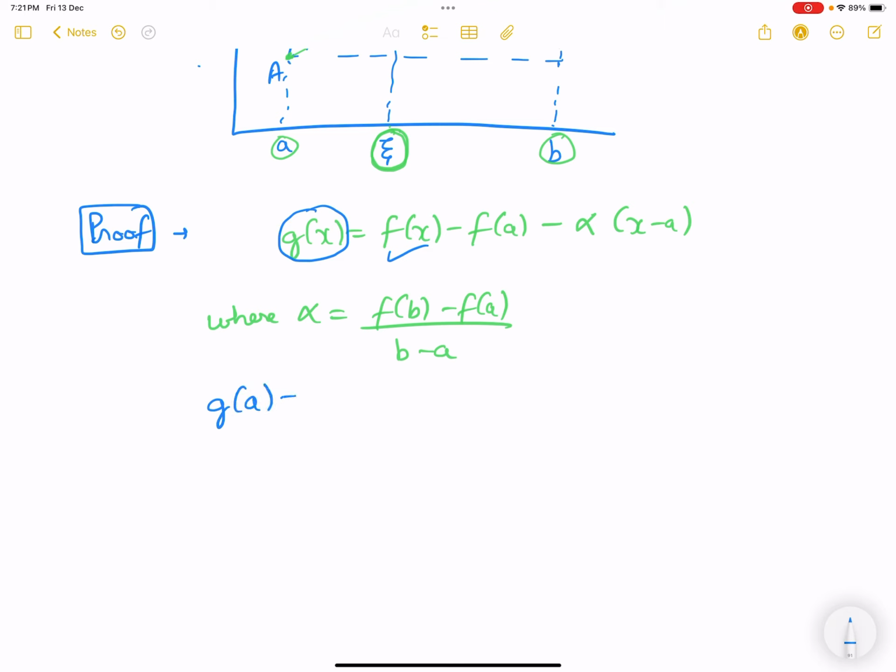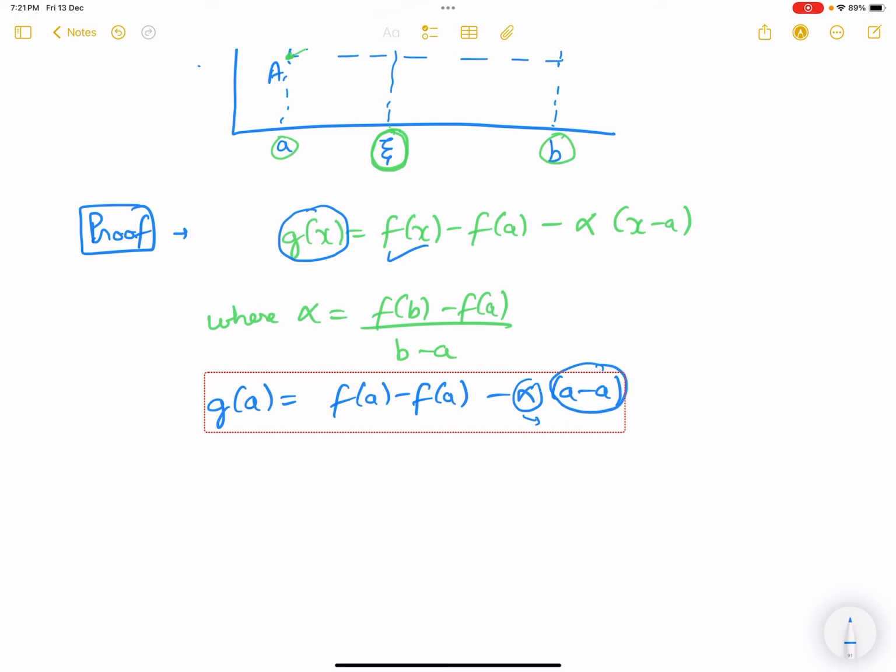g(a) would be f(a) minus [f(a) minus alpha times (a minus a)]. We can substitute the value of alpha as well, but this (a minus a) would be 0, so 0 times alpha would be 0. So g(a) is coming out to be 0.